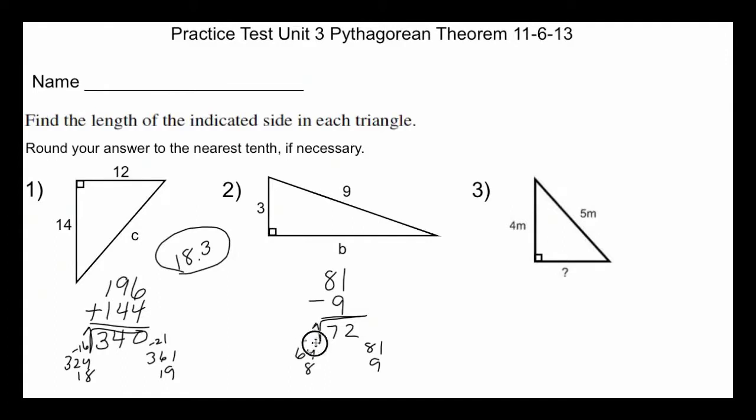And it's, let me see, 8 away there. It's 9 away there. So it's very close to the middle. But it's a little bit closer to 8. So 8.4 or 8.5 would certainly be acceptable.